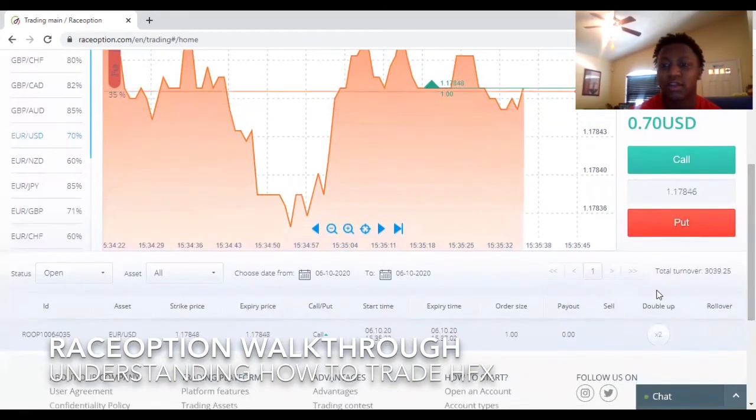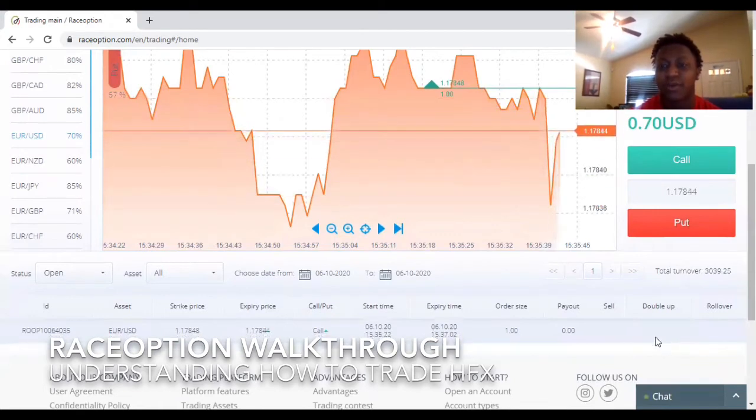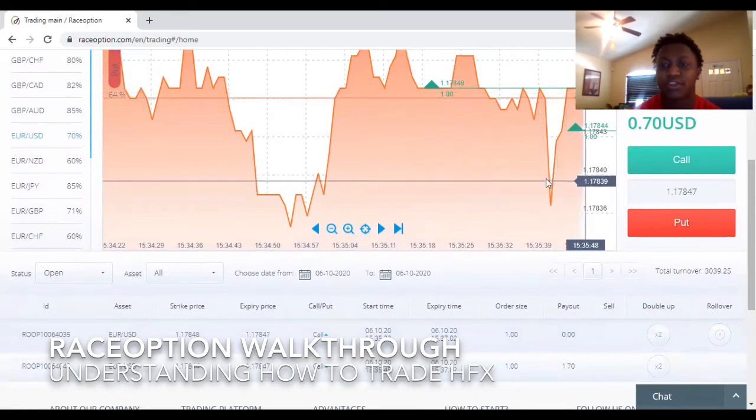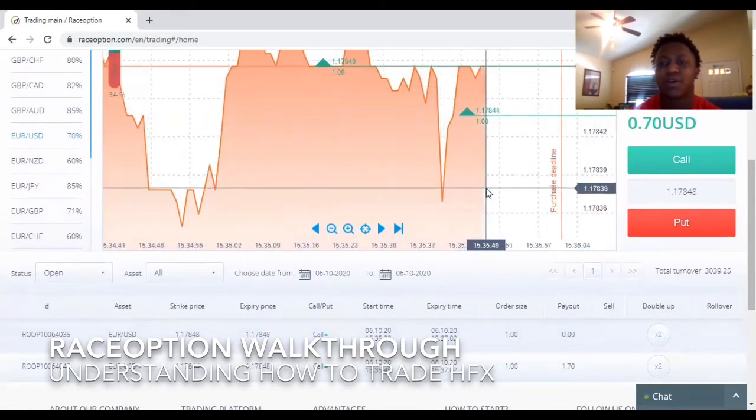You're going to get a double up, to where it means you can enter at a lower price for that exact same dollar amount. So let's do that here right now. As you can see here, we entered for a double up. We entered for a buy.